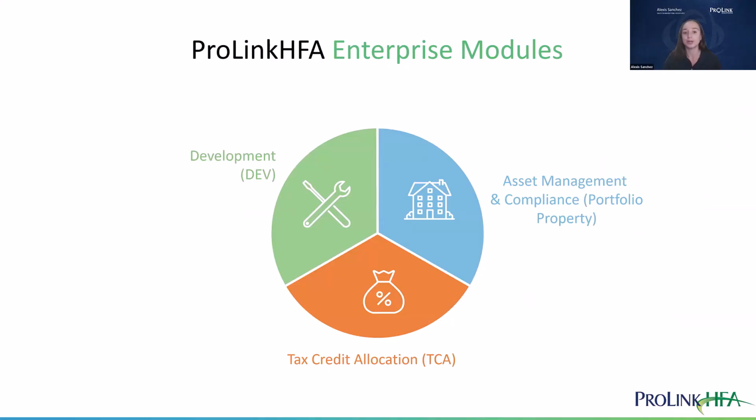Now, this is what we call our bird's eye view of our enterprise module for ProLink HFA. ProLink HFA always comes with these 3 modules available to our users. We have our tax credit allocation module, which we've been discussing mostly throughout the beginning of this year. We've recently switched into our development module and have been discussing the functionality that's available there. We'll likely talk about asset management and compliance at the beginning of the next year for our webinar series.